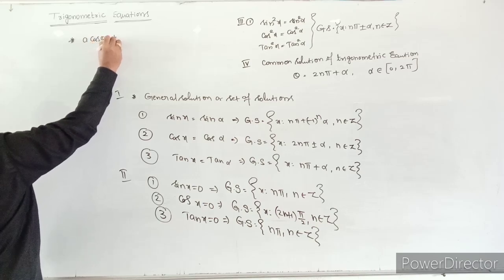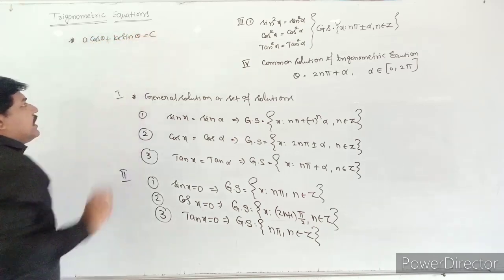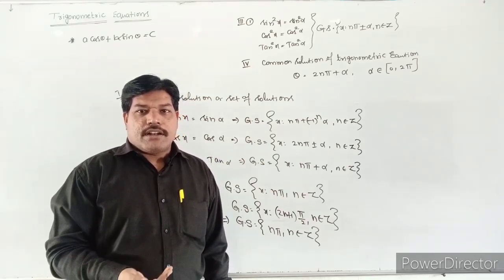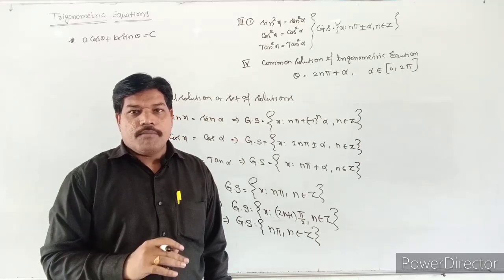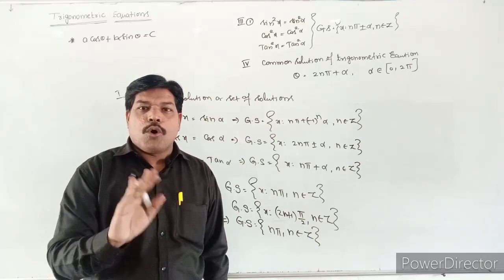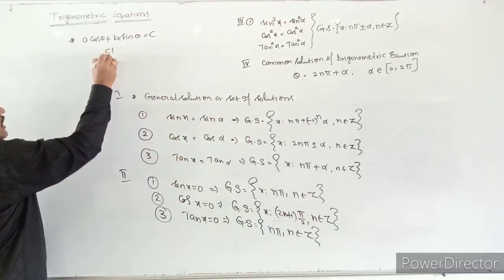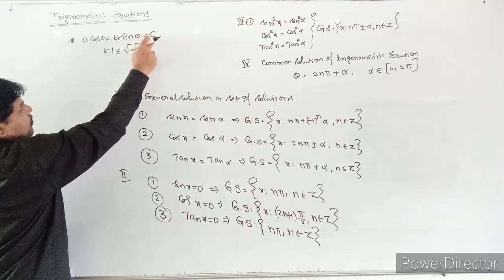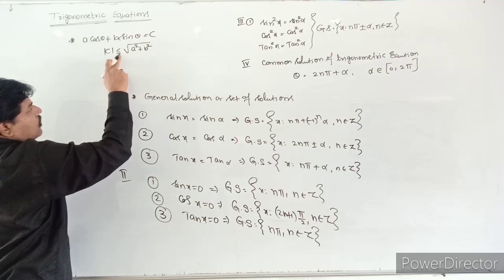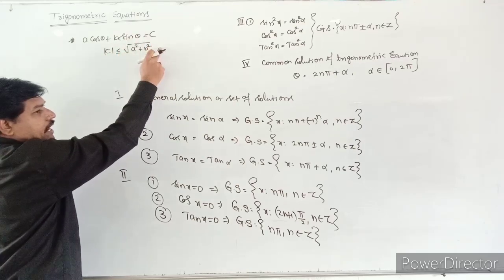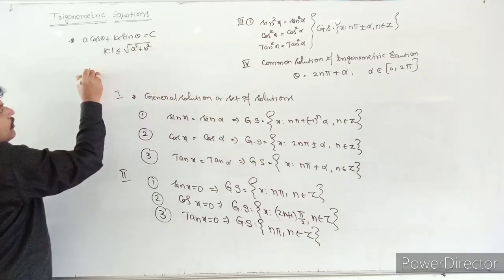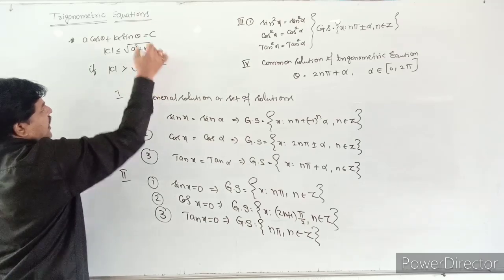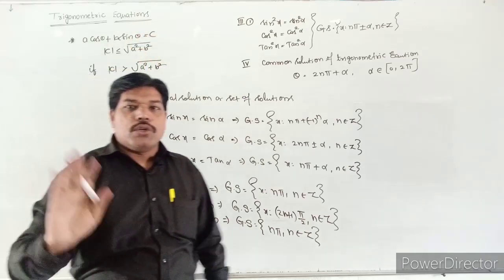A cos theta plus B sin theta is equal to C is an equation. If the equation is in this form, it has a solution only if mod C is less than or equal to root of A square plus B square. This mod C value is compulsorily less than or equal to root of A square plus B square, then only it has a solution. If mod C is greater than root of A square plus B square, then this equation has no solution.